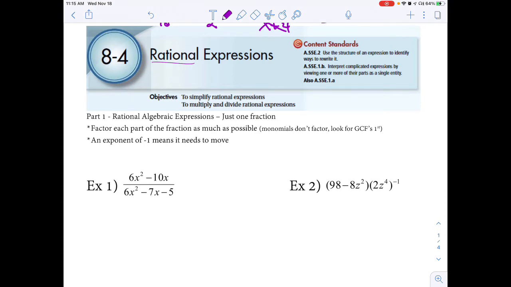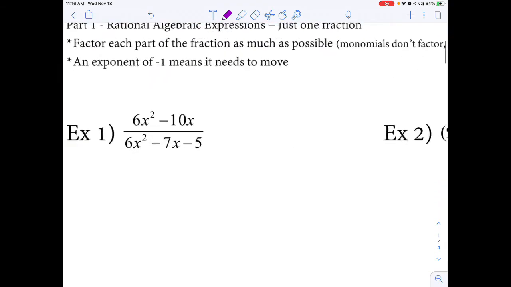So I have some steps here. We're going to factor as much as possible, and make sure you look for GCFs, and don't forget monomials do not factor. Don't forget, please, from chapter 6, an exponent of -1 means it needs to move.